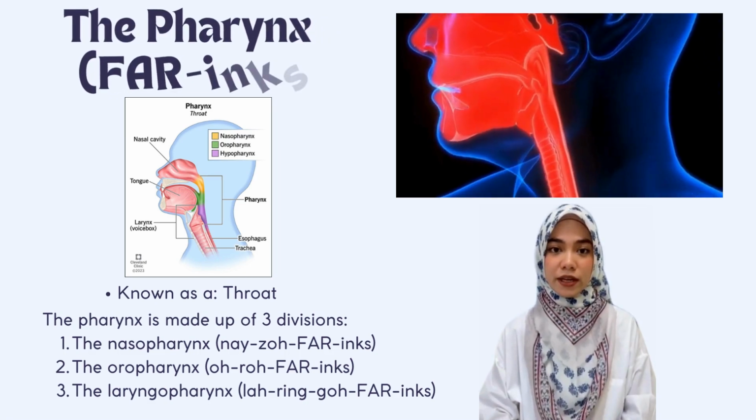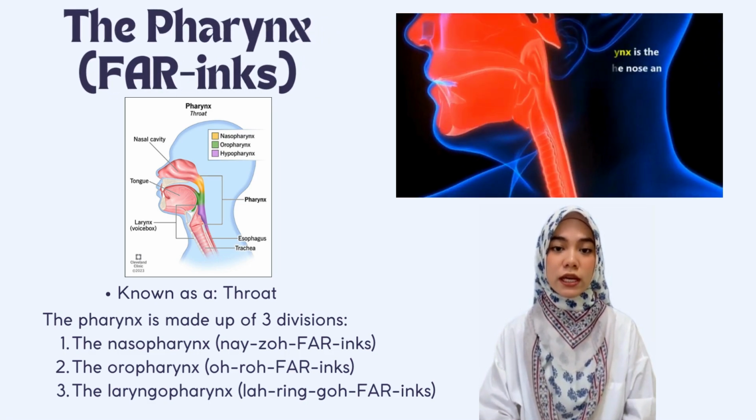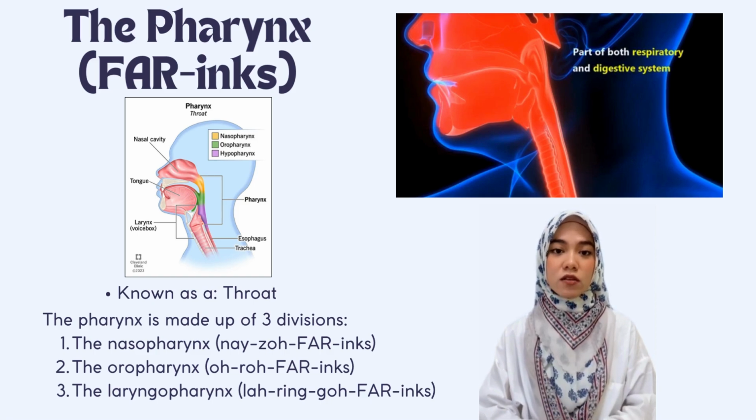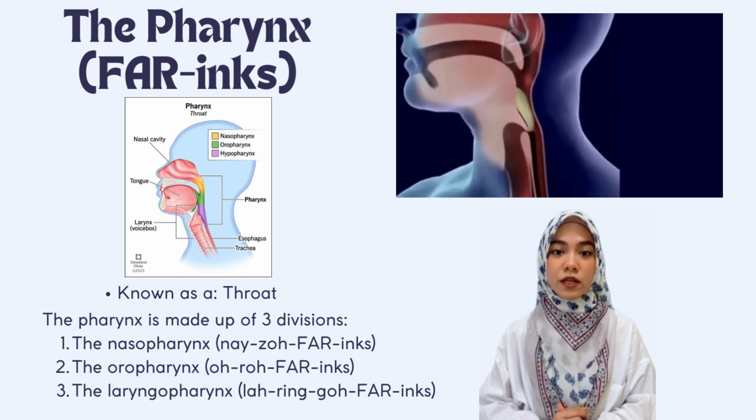Next is the pharynx. The pharynx, which is commonly known as the throat, receives air after it passes through the nose and mouth, as well as food. This is its role in the digestive system. The pharynx is made up of three divisions.